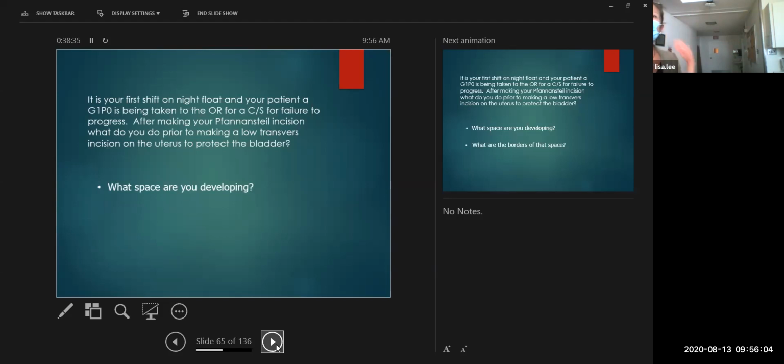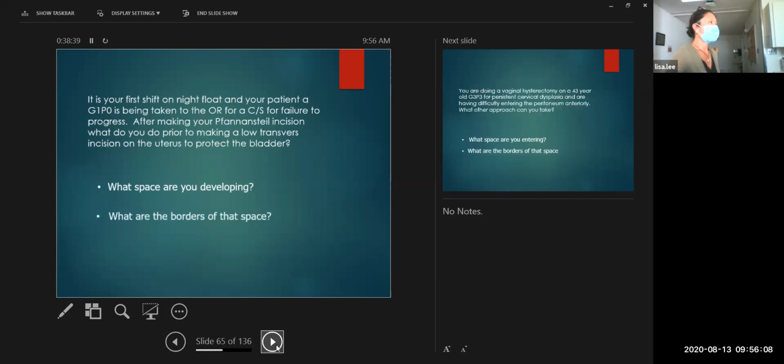Okay, so now we're moving on to organs and spaces, okay? What are the borders of that space? Ooh, that's harder. The organs we know.